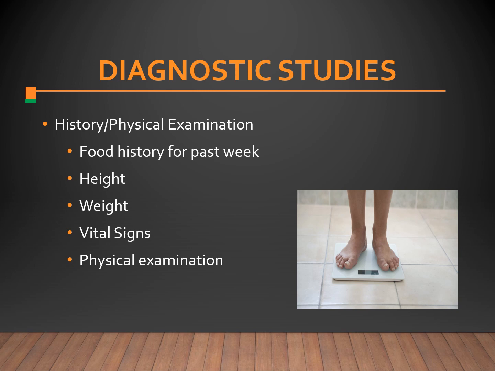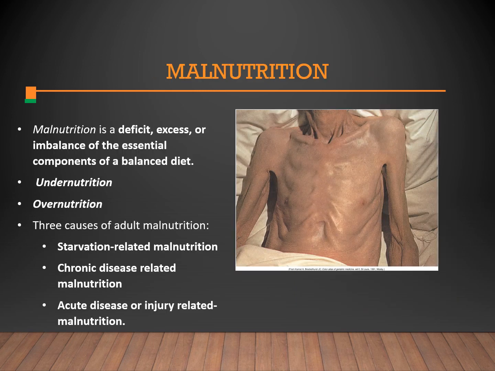Diagnostic studies that help us find whether they're having nutrition imbalances are a food history for the past week, height, weight, vital signs, and a physical examination. Malnutrition is a deficit, excess, or imbalance of the essential components of a balanced diet. Of note, this can include undernutrition and overnutrition. A lot of people think of undernutrition, but overnutrition actually counts as malnutrition.